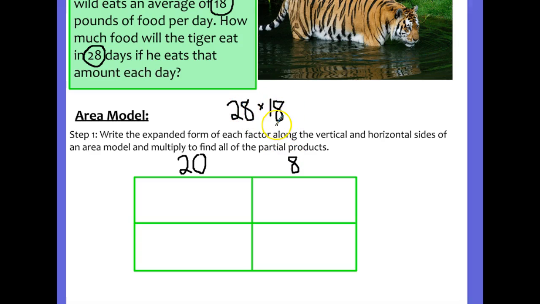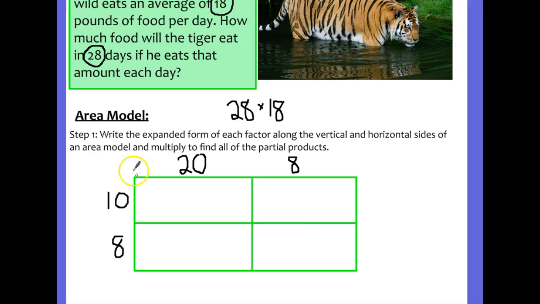And now we're going to write the expanded form of our second factor, which is 18. In the ones place, we have an 8. So that'll go down here at the bottom. And in the tens place, we only have 1 ten. So I'll just write 1 ten over here.